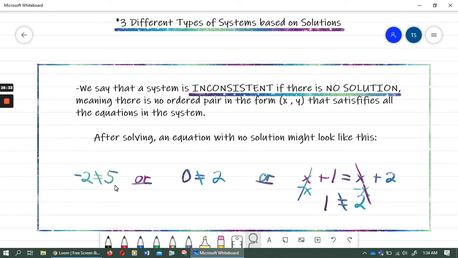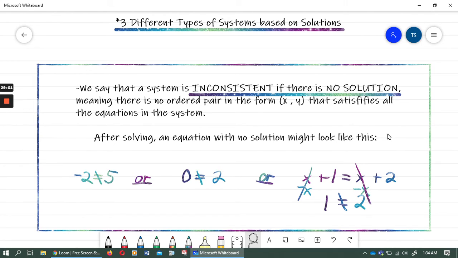Well, guess what, guys? -2 is not actually equal to 5. It might look like something like this: 0 is equal to 2. Well, guess what? 0 is not actually equal to 2, is it? But when you get finished solving or trying to solve for a variable, your equation might look like that. So guys, I've showed you another way that it may look.